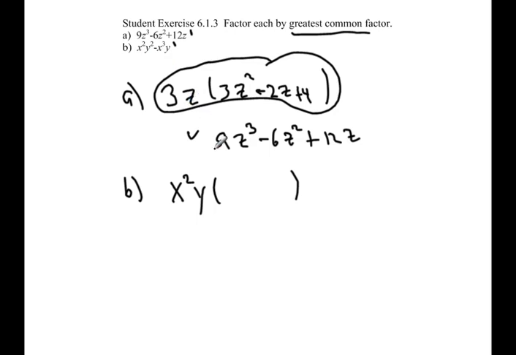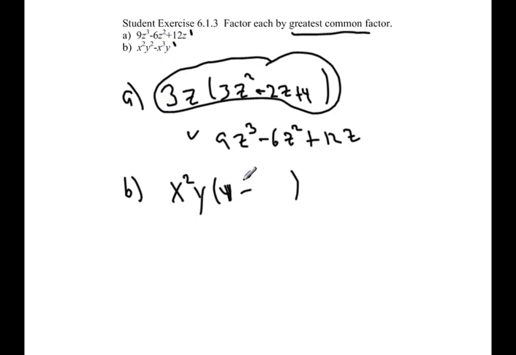X squared times what will give you x squared? Well, nothing, just 1, right? Y times what will give you y squared? Well, you're going to need a y there. So 1y, or you can just write y, will give you the x squared, y squared.